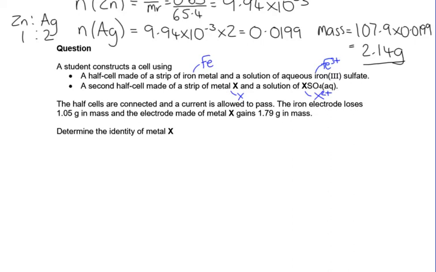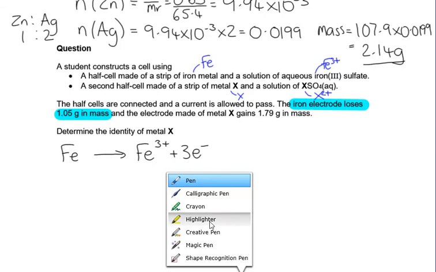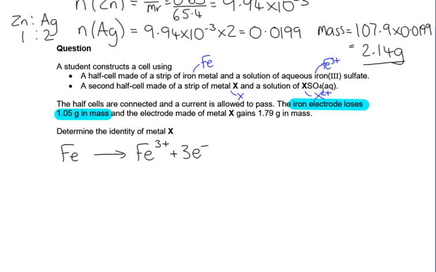So I've got two half equations going on in this. I've got one with Fe and Fe3+, and one with X and X2+. And it then tells us that when current is allowed, the iron electrode loses mass. So Fe is being turned into Fe3+. That must be plus 3 electrons. And the electrode made of metal X gains. So at the end we must be making more X from our X2+. Okay, so we must be doing that by picking up 2 electrons.